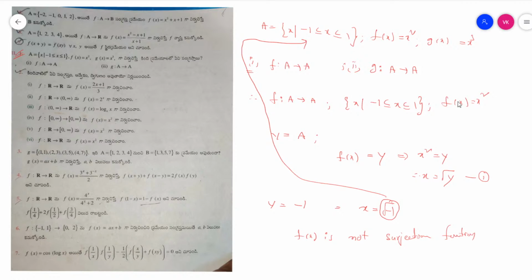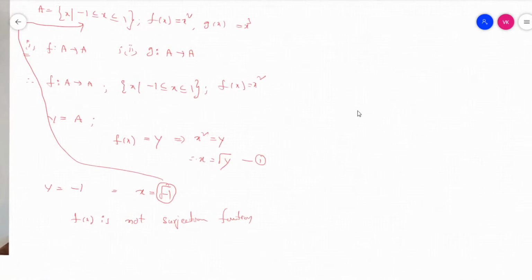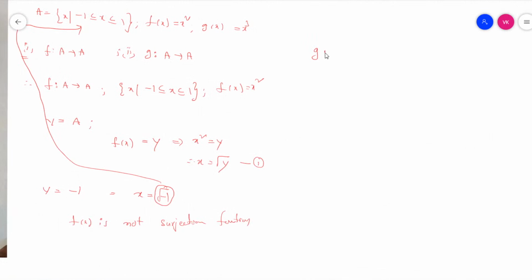Let's go for the second proof. The second asks that g maps A to A, whether it is a surjection or not. Let's take A as the set of x such that x lies between -1 to +1, and g of x is equal to x cube. Then g maps A to A, then y belongs to A, then g of x is equal to y, then we can write y is equal to x cube.